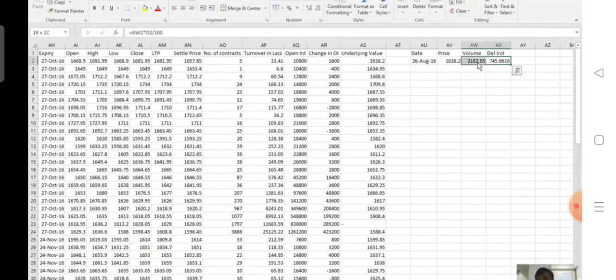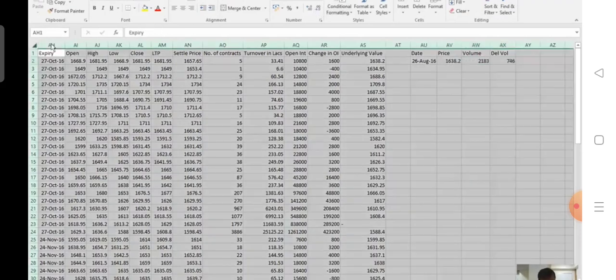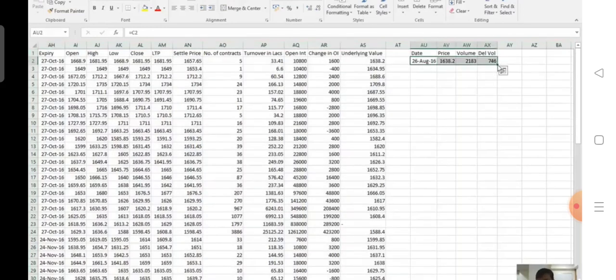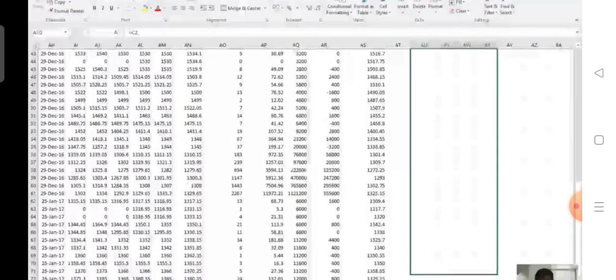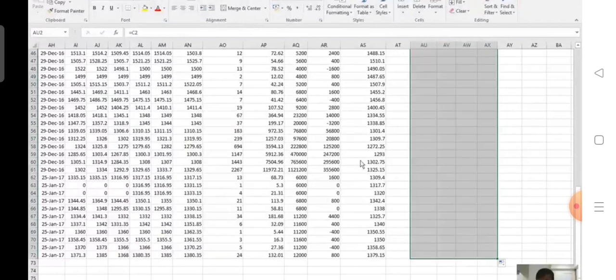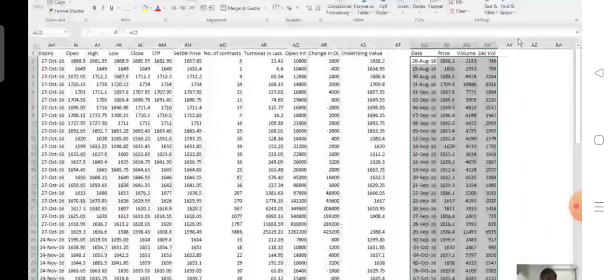Let us reduce our working to 2 decimals for simplicity of our working. Let me pull this data. Whatever data we have now, let us pull this data here. Okay, nice.